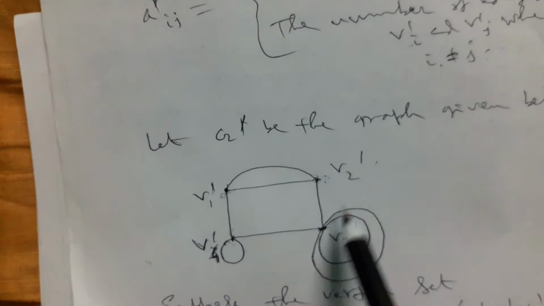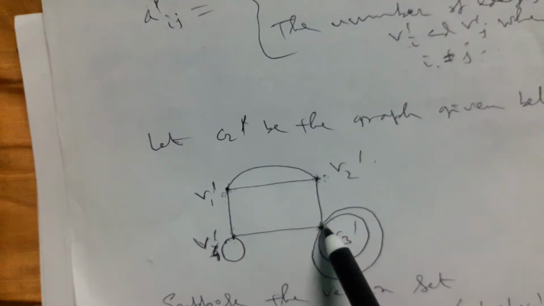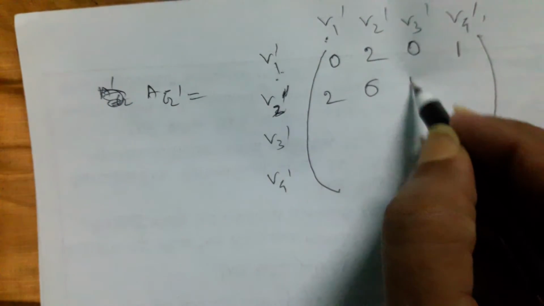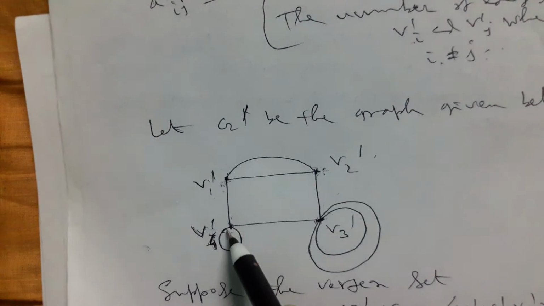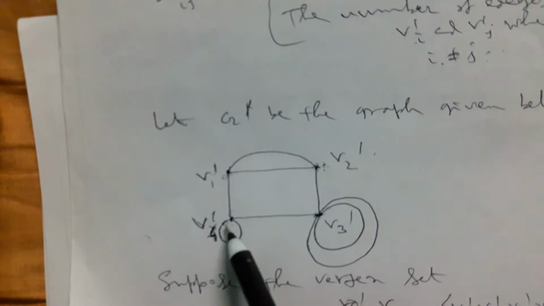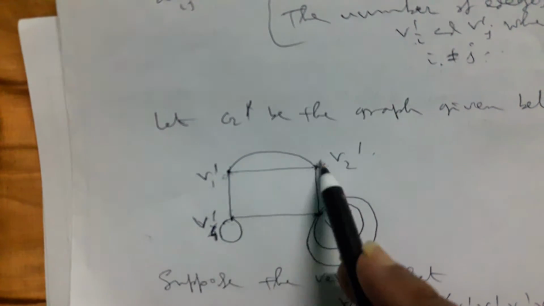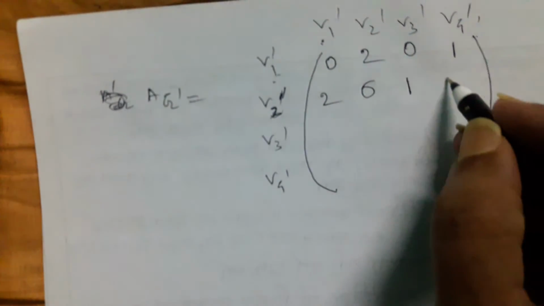V2 dash and V3 dash. Only one edge is there if we consider the representation. So the result will be 1. Now V2 dash and V4 dash. There will be no incidence of the edges here. So the result will be 0. We can't find any connection, so it will be 0.